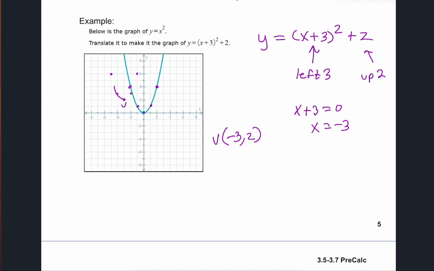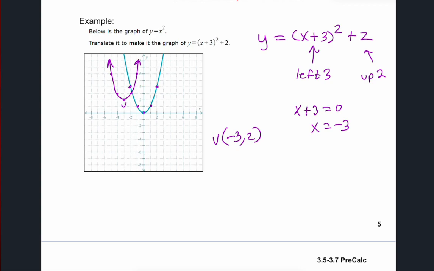And then I get my parabola. Now I'm not sure how many points Alex wants you to do. I would say at least 3, if not 5. But if you know those parent function points (0, 0), (-1, 1), (1, 1), (-2, 4), (2, 4), then you just have to shift them 3 to the left and 2 up.